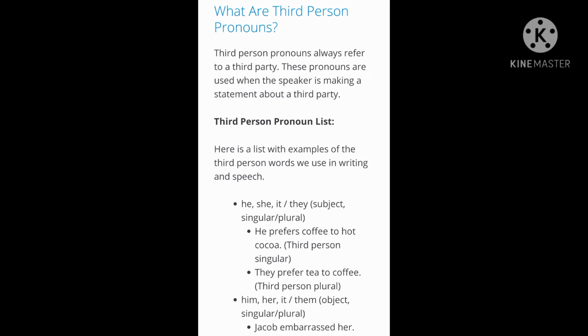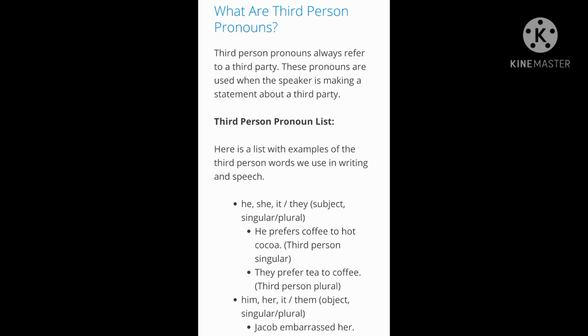Now let's have a look at the third person pronouns. Third person pronouns always refer to a third party. So what do you mean by third party? These pronouns are used when the speaker is making a statement about somebody else. Third person pronouns are he, she, or it, and also we can use they in case of plural.